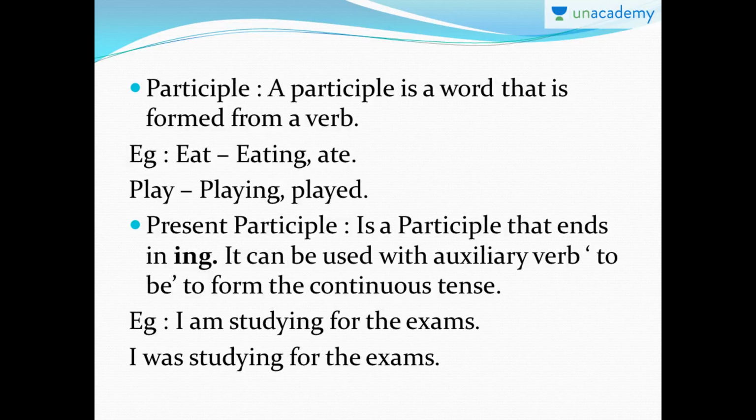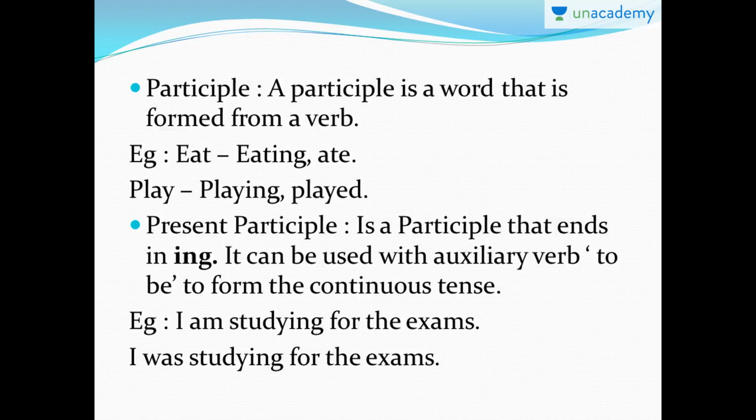So a participle is a word that is formed from a verb. A gerund is also a word, but that's a noun. So gerund is a noun formed from a verb by adding ing at the end. Whereas a participle is a word that is formed from a verb. It is not a noun that is formed from a verb. Okay, please be careful with that.